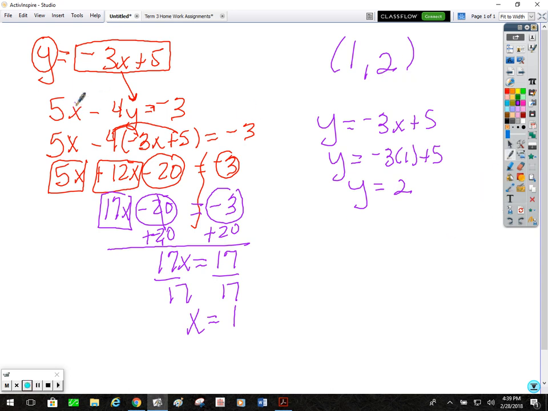5 times 1, here's my value of x. My value of x is 1, and my value of y is 2. So 5 times 1 is 5, minus 4 times 2 is 8. So 5 minus 8 is negative 3, and it checks. We know this one's checked because we just did it. So we're good with that one. All right, let's go to the next one real quick.